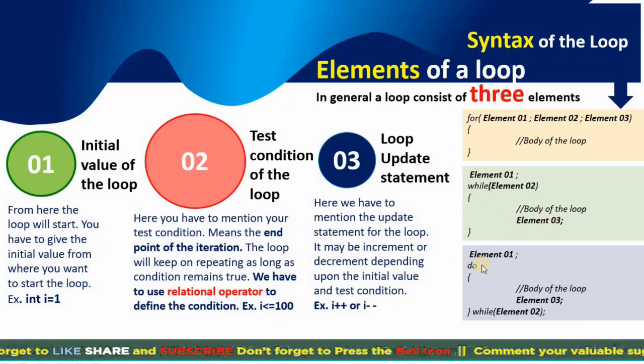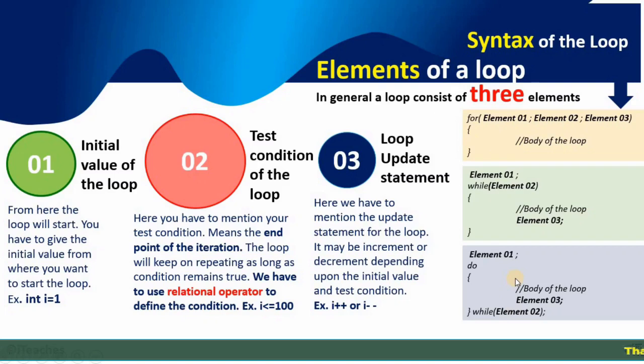After that, if you move on to the third form, the third form is the do while loop. Over here if you notice, we have element 1, then element 3 and then element 2. This is interesting. So that means we initialize the loop first, and after that we have a do block, and then at the end we have the while. In the while loop, we have the condition first and then the body. But here we have the body first and then the condition.